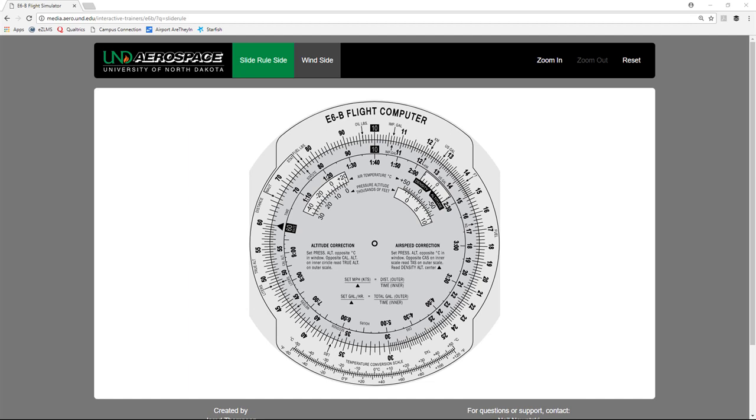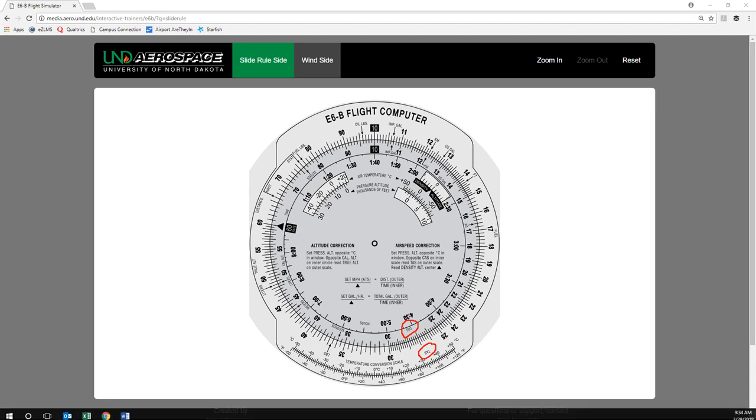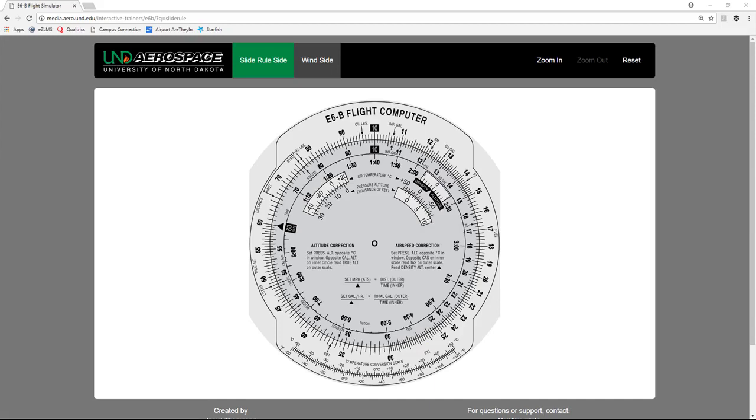Now if we look on the B scale, you may notice between the 25 and the 30, it says CAS, and then on the A scale it says TAS. So all of your calibrated speeds will be found on the B scale. All of your true speeds would be read off of the A scale. So again, 150 knots calibrated airspeed. We can find that on the B scale. Since the B scale is for calibrated airspeed, we'll use the number 15 to represent 150.